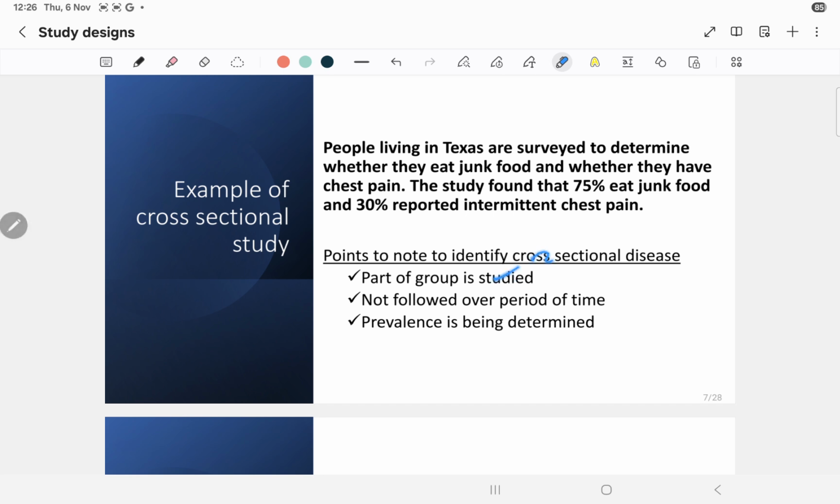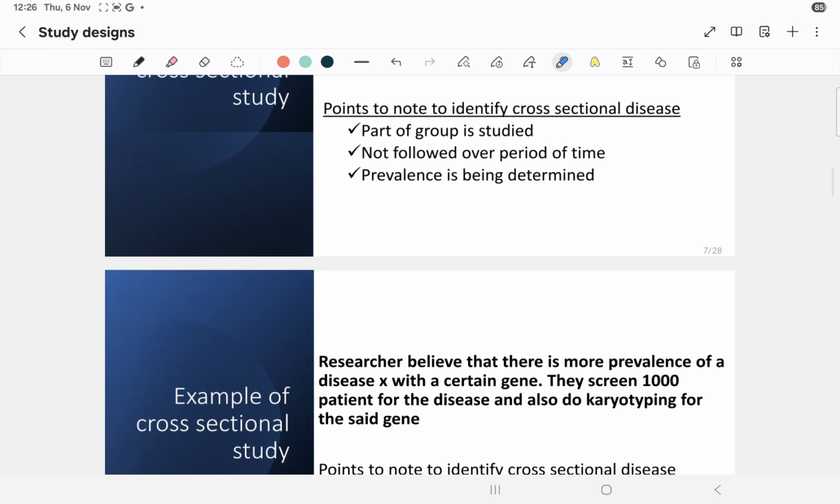So a part of the group is being studied, not followed up over a period of time, and prevalence is being determined. So 30% reported intermittent chest pain. So that means there is 30% prevalence of chest pain at present in the population, right? So that is prevalence. So in a cross-sectional study, we don't follow up with the patients over a period of time. We don't go back in the past to check for any exposure or risk factor, and we determine prevalence. That is how you can identify that this is a cross-sectional study.